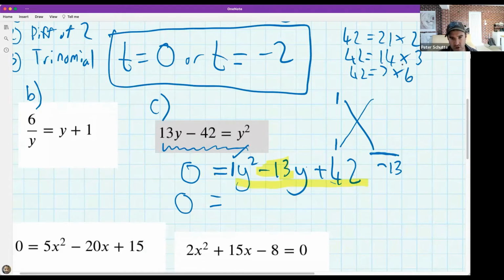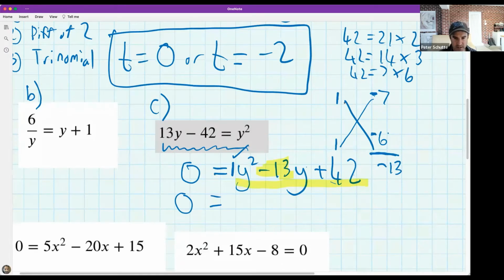Which factors do you think are going to get you closer to 13? I think 7 and 6 feel a lot like they're going to be involved with 13. And so what I do is I choose to focus on 7 and 6. And I put them here. And this is helpful because 7 times 6 will give me 42. Now all I need to do is decide what is the correct sign in front of a 7 and a 6. And because I end up with a negative 13, I'm going to make this a negative, and I'm going to make that a negative.